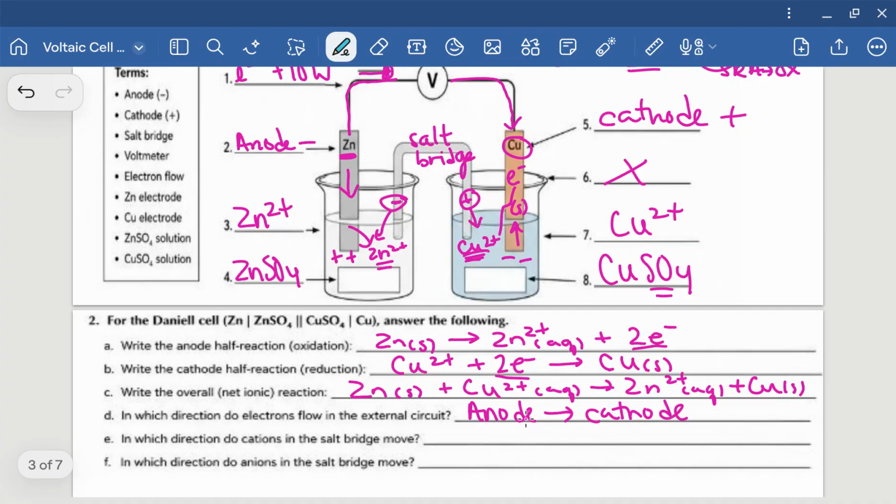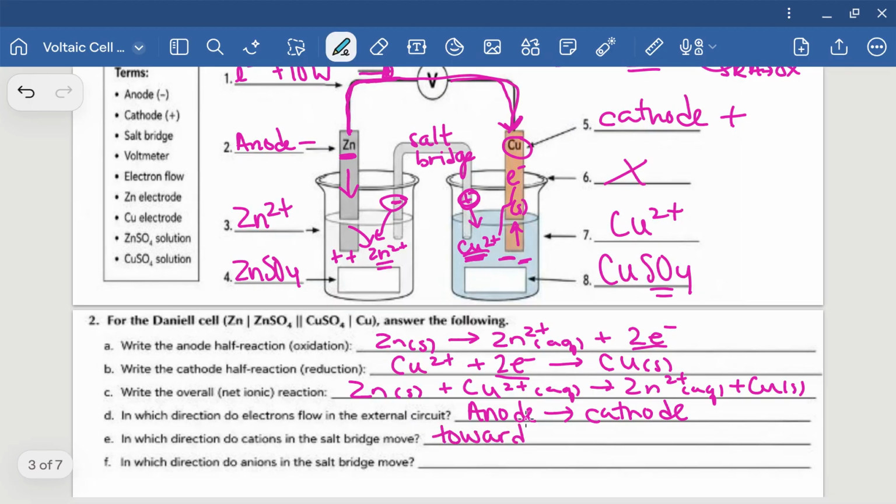So what's showing here is coming from your anode, going over to your cathode. And then in what direction do the cations from the salt bridge move? Well, we talked about that as well. As these copper 2 positive leave solution, it's going to leave behind a negative charge. So the positive ions from the salt bridge will go into the solution to neutralize. So they move towards the cathode.